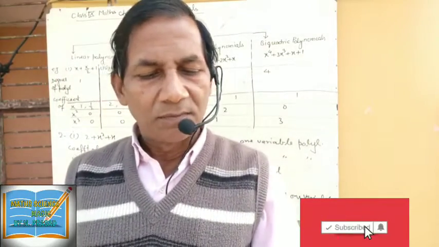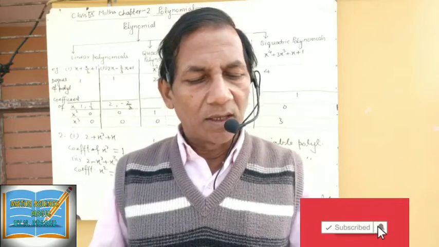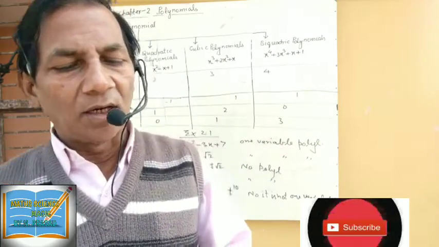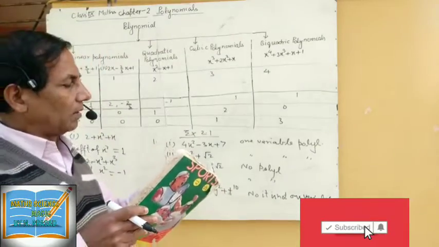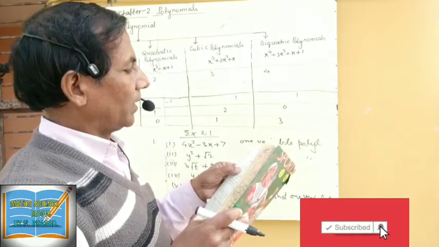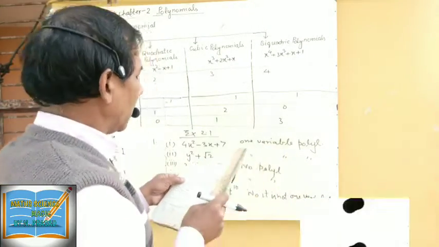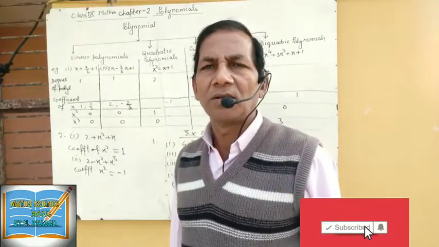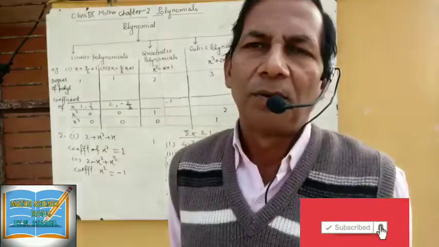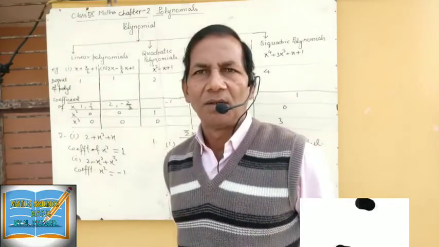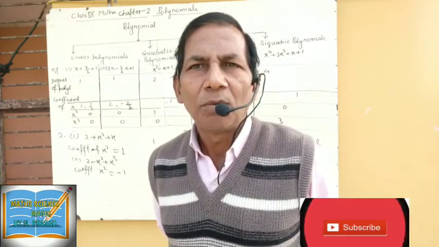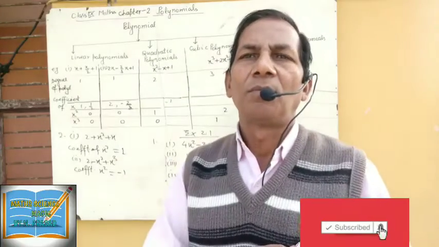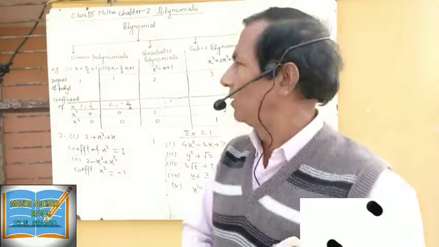Now the third question is given. Give one example of each binomial: degree 35, and monomial of degree 100. First of all, you should know what is a binomial, monomial, trinomial, polynomial. First of all, monomial. Monomial means 1 degree polynomial.